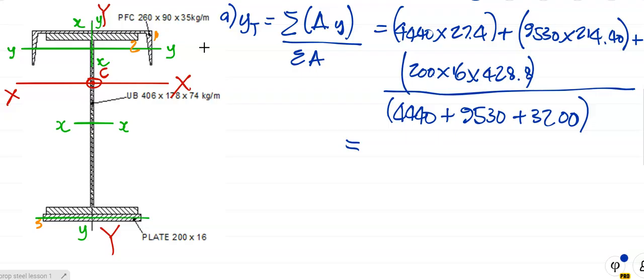And what did you get? I got a nice round number actually, 206.00 millimeters.